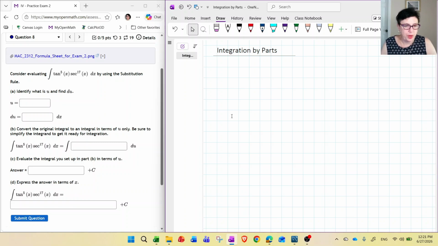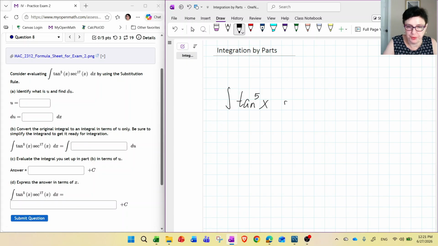Now, in this video, we are going to look at combinations of tangent and secant, but in this case, secant is odd. All right, so we've got tangent to the power 5, and we have secant to the power 17.